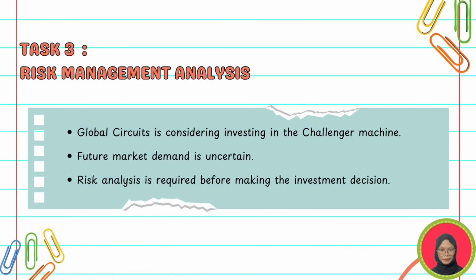Thank you so much, Ifa. My name is Eliza and I will be presenting task 3 on risk management analysis. In this task, Global Circuits is considering investing in the Challenger machine to replace its current Defender machine. However, future market demand is uncertain, meaning there is a possibility of both profit and loss. Therefore, a proper risk analysis must be conducted before any investment decision is made.